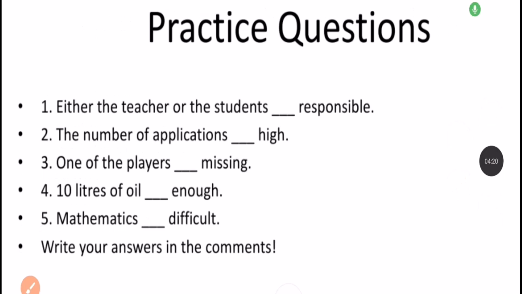Now let's practice some questions. Either the teacher or the students dash responsible, the number of applications dash high.